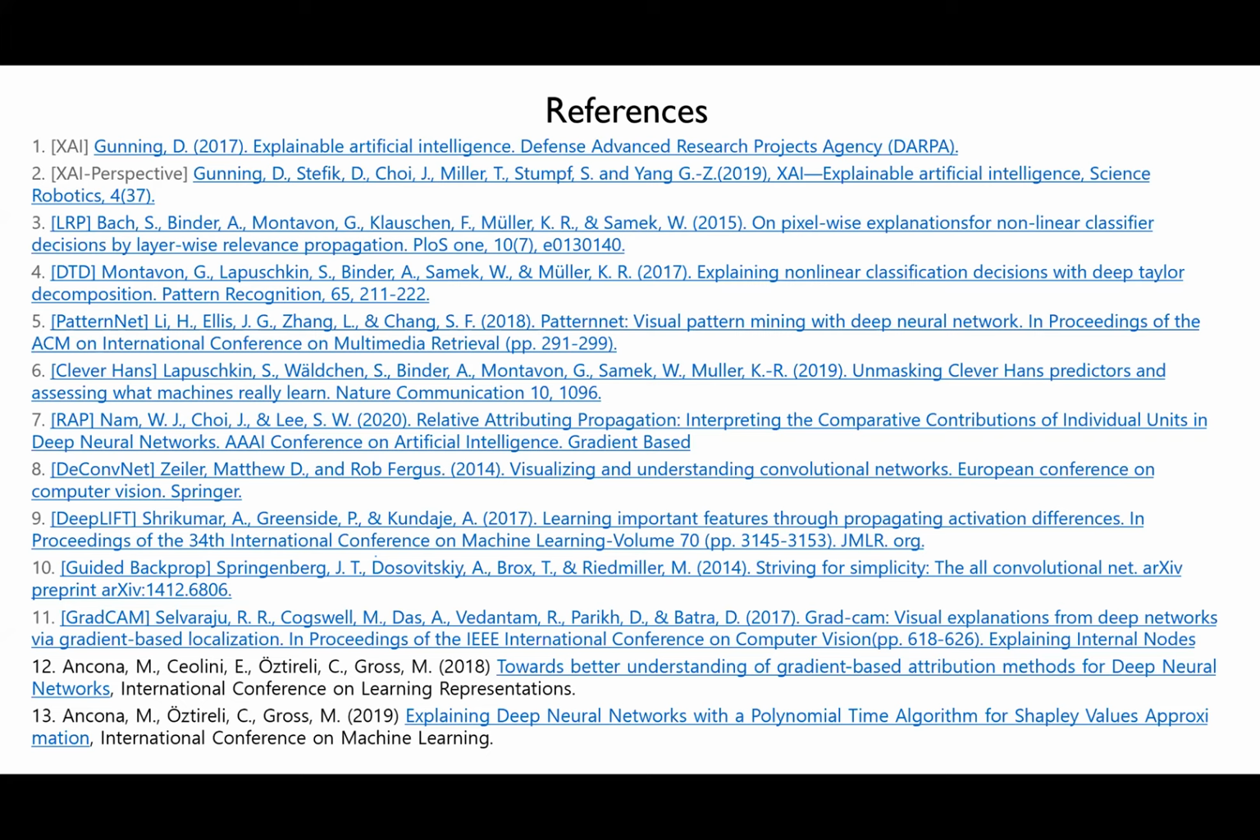Yeah, so the second section is also very interesting, to see how we can analyze the inside of deep neural networks. So please stay tuned.